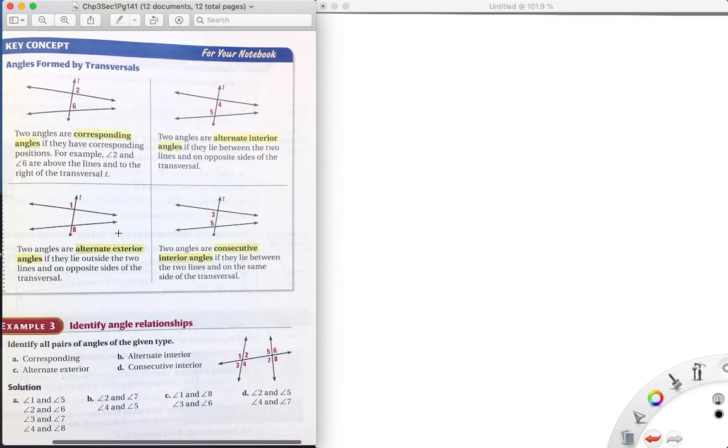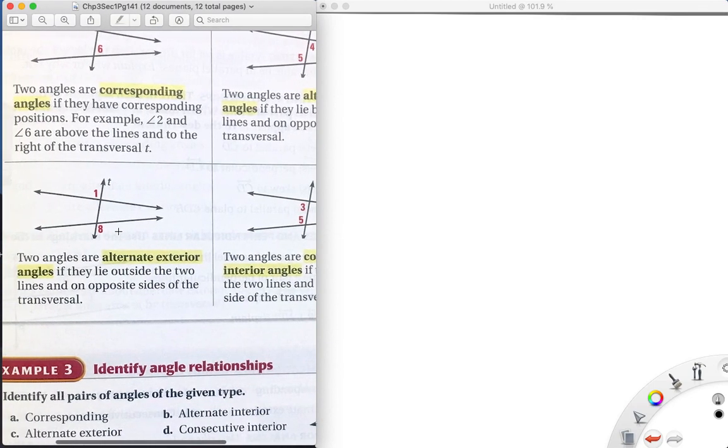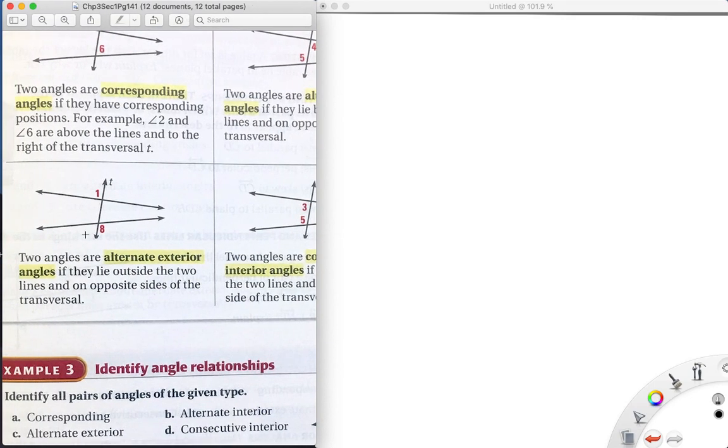And we have alternating exterior angles. They lie on the outside of the two lines. So here's the outside, here's the outside, and they're on opposite sides of the transversal. I would call this guy the top left and this guy the bottom right. Top left, bottom right. Outside and on opposite sides of the transversal. Remember, opposite sides of the transversal.